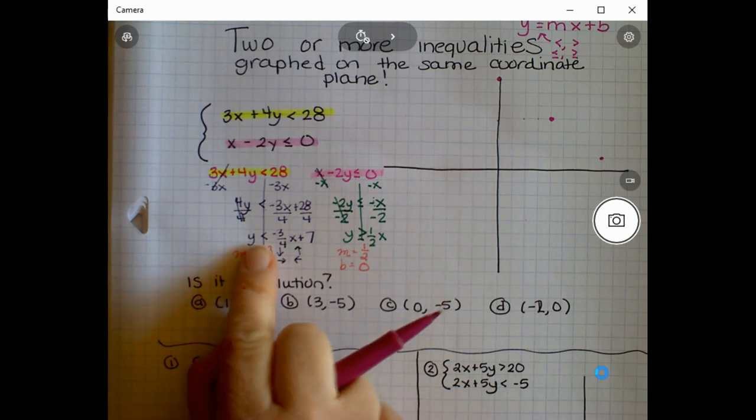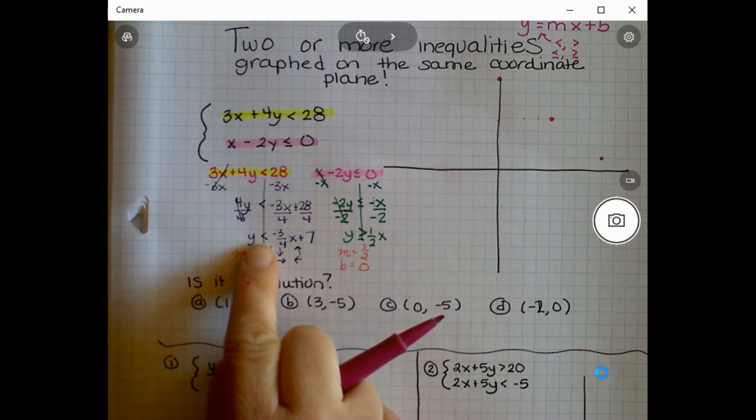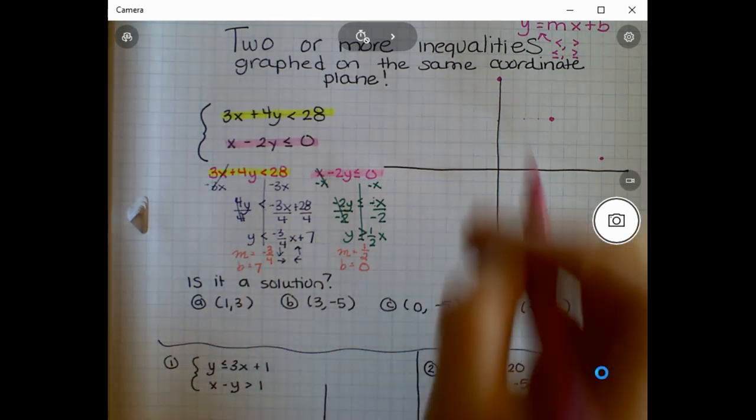Now remember, we need to look at this inequality sign to decide if it will be a dotted line or a solid line. Because this is simply less than, it's going to be a dotted line.